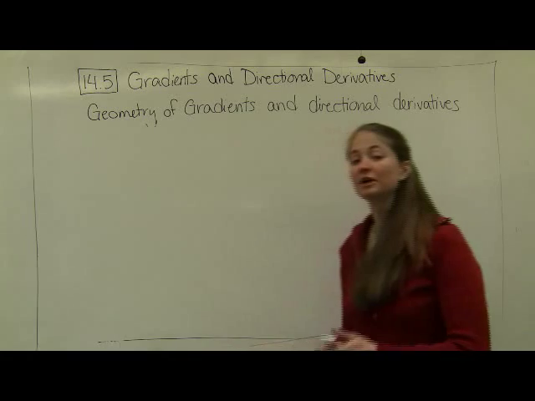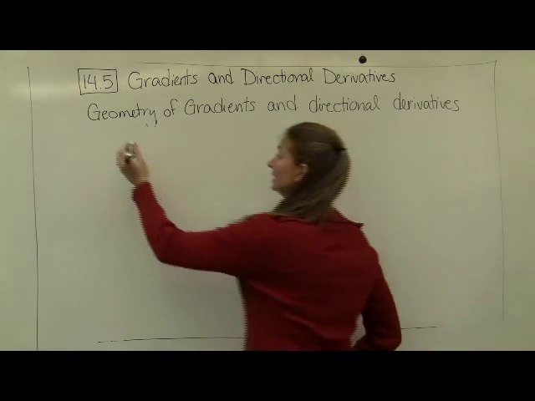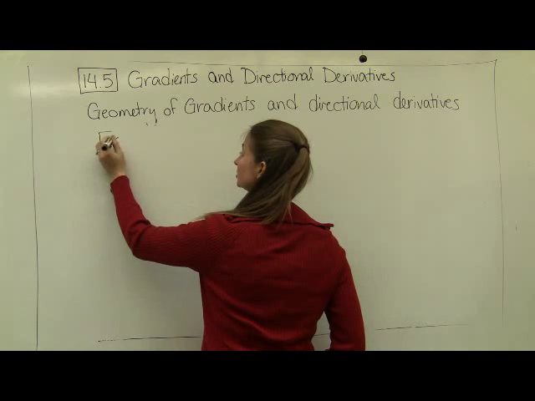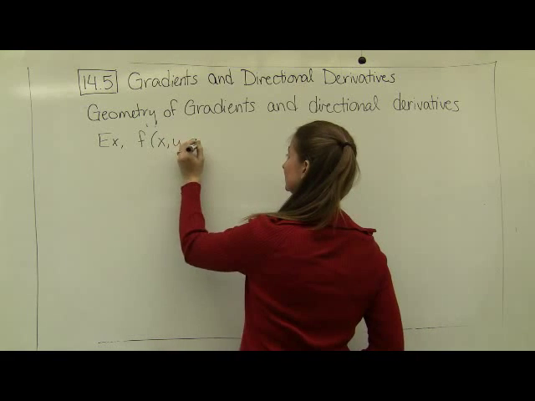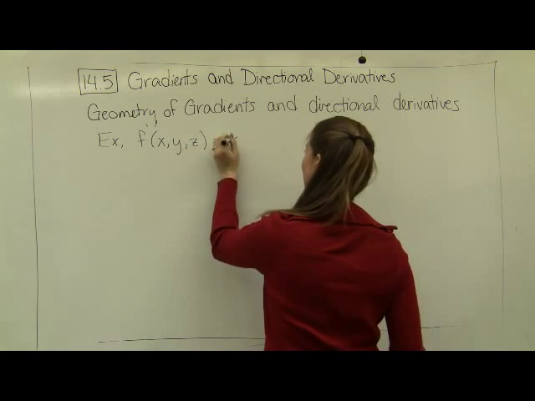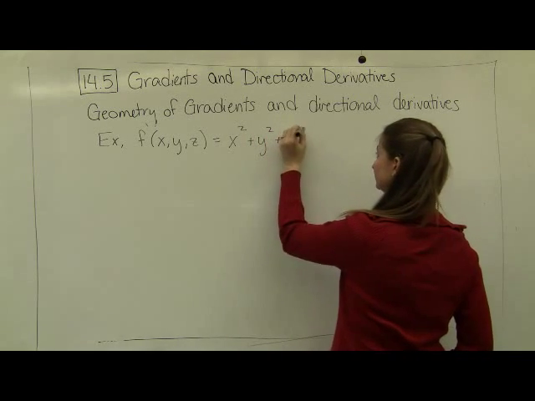So next, we're going to finish up with talking about gradients and level surfaces. Let's say that I have a three-variable function, f of x, y, z, given by x squared plus y squared plus z squared.